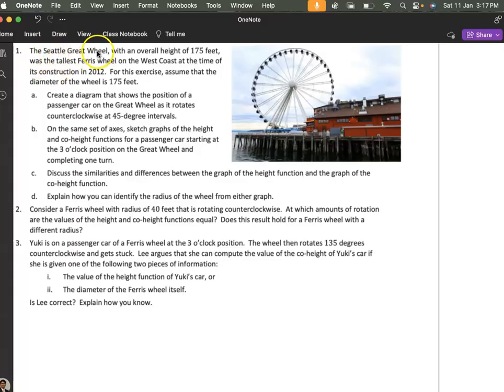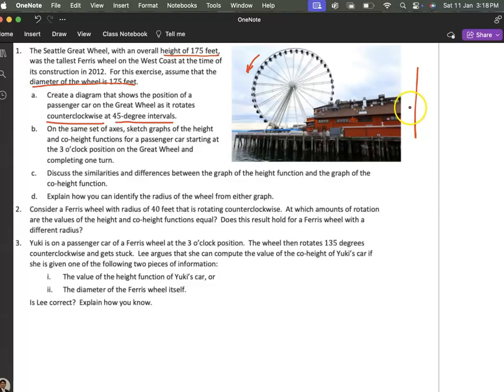Now, the Seattle Great Wheel has an overall height of 175 feet. So the diameter is 175 feet, basically. It was the tallest Ferris wheel on the West Coast at the time of construction, 2012. For this exercise, we'll assume that the diameter of the wheel is 175 feet. Create a diagram which shows the position of a passenger car on the great wheel as it rotates counterclockwise, at 45 degree intervals.